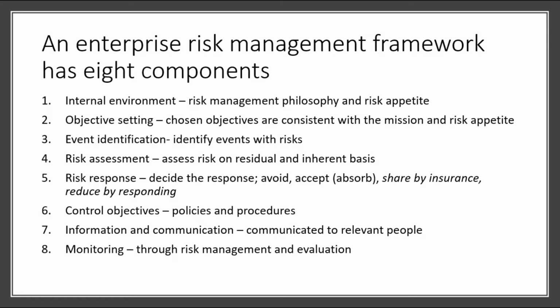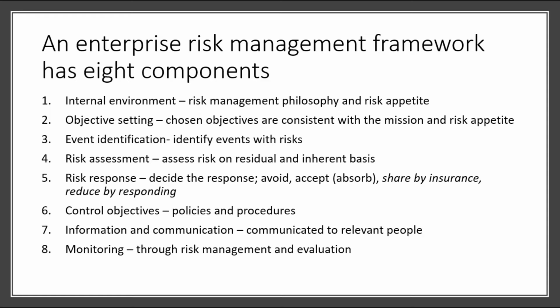An enterprise risk management framework has 8 components. The first one is the internal environment. It is about the risk management philosophy and the risk appetite of the enterprise. Some enterprises are prepared to take more risk, whereas others are not. Second is objective setting, to choose objectives that are consistent with the mission and risk appetite of the enterprise. Third is to identify events with risk. Fourth is to assess risk on residual and inherent basis.